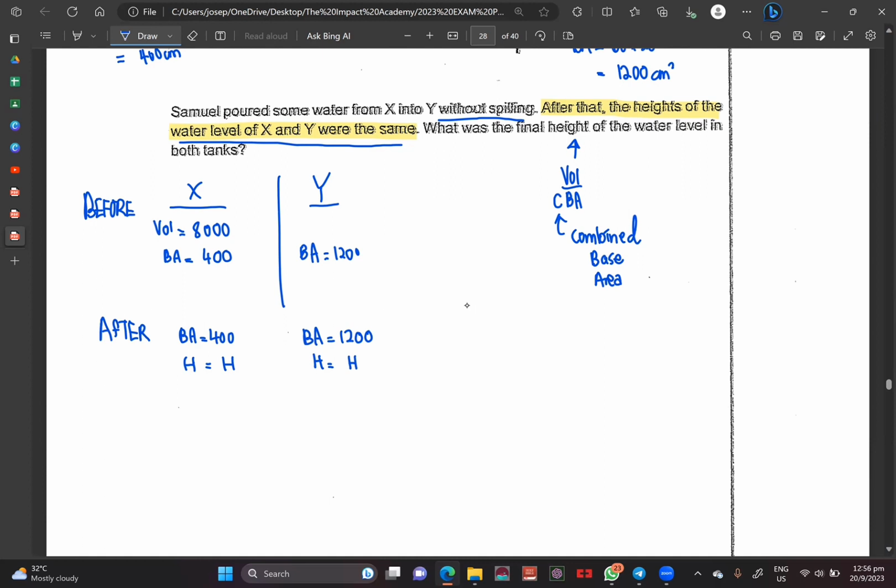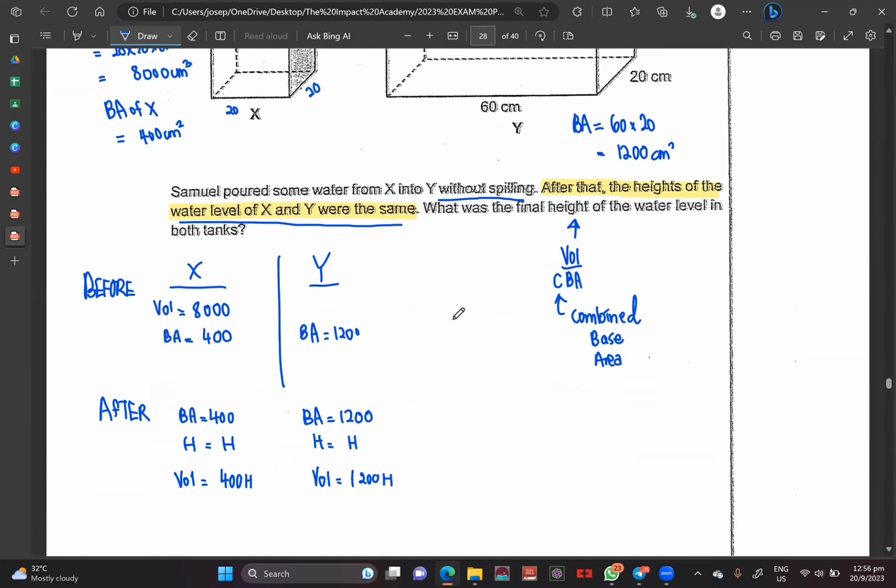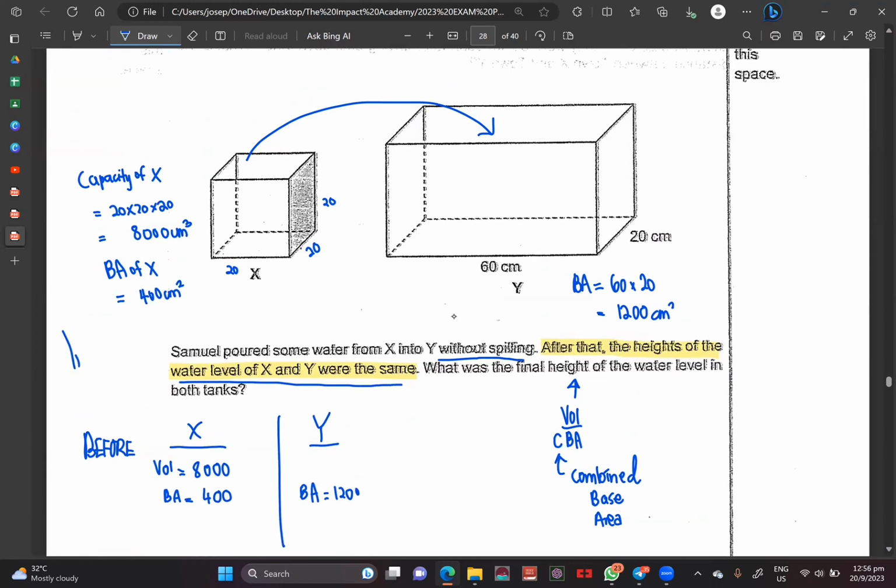Because of this, you know that the volume over here will then be 400 H, and the volume over here will also be 1,200 H. Why 1,200? Because 1,200 times H. Now, you remember just now, if you have watched the first part of this video, I mentioned something called internal transfer. So what exactly is internal transfer? Internal transfer talks about two subjects transferring amounts of items to each other, and the total doesn't change. So because of internal transfer, we can say that this is constant total.